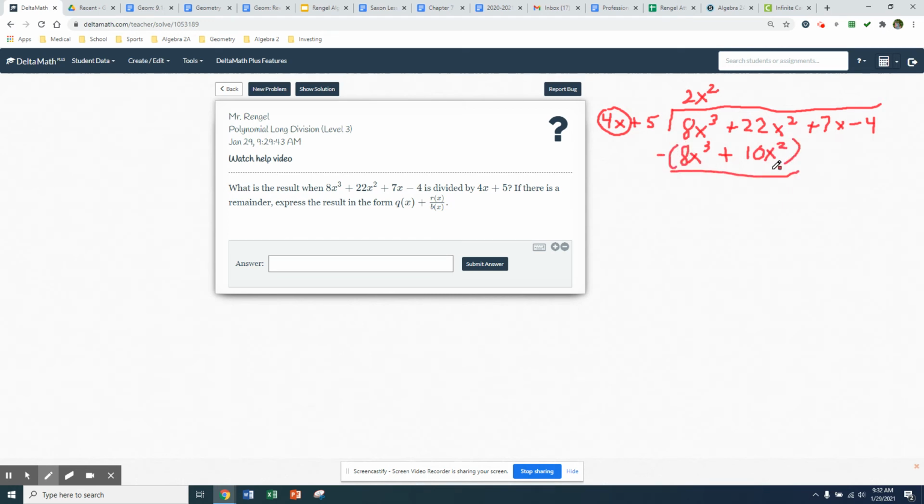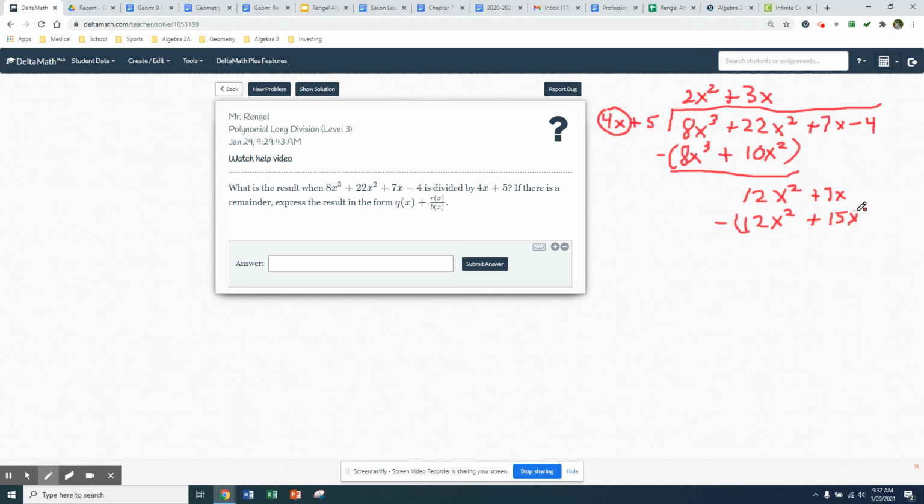So we'd have first 8 minus 8 is 0. 22 minus 10 is going to give me 12x squared. Drop down our next term, which is a plus 7x. Now, how can we get 4x to get to 12x squared? That's going to be a plus 3x. And then that would make 12x squared. And distribute plus 15x.